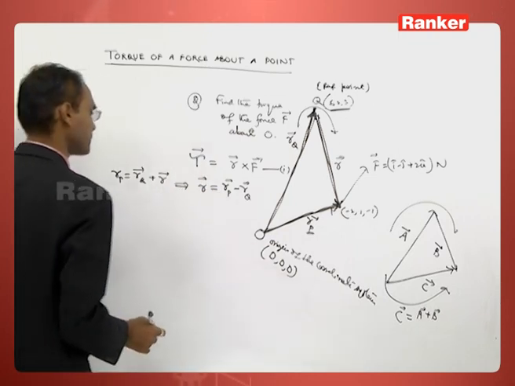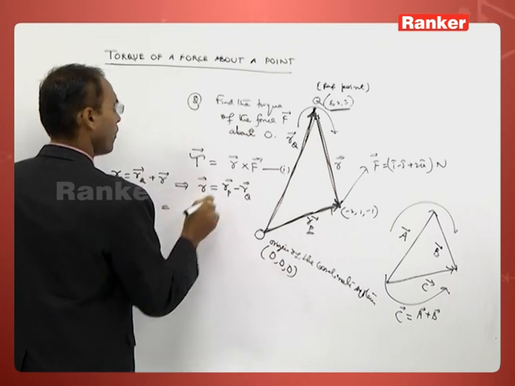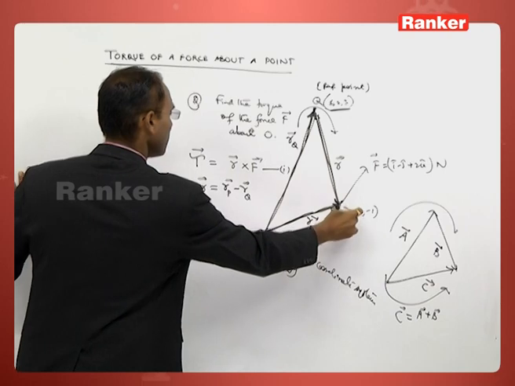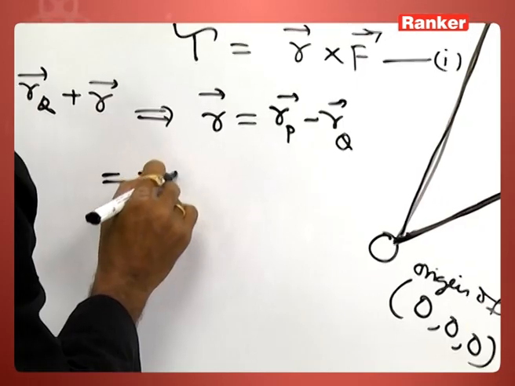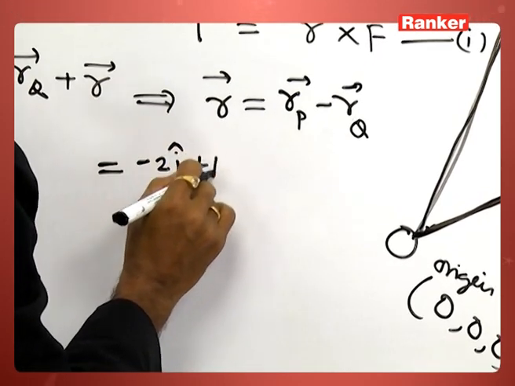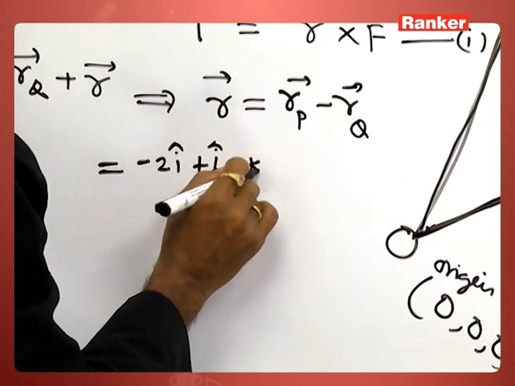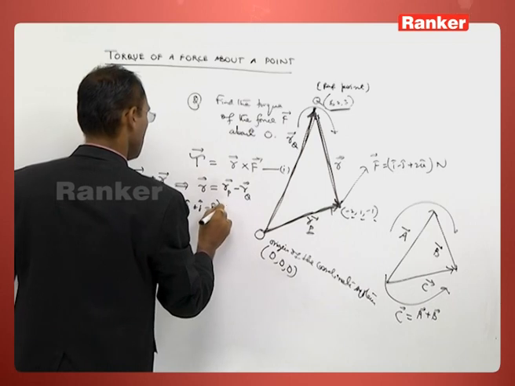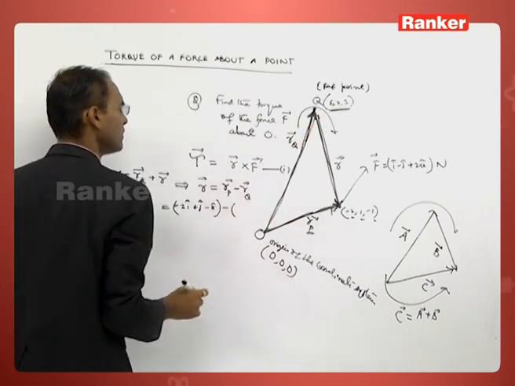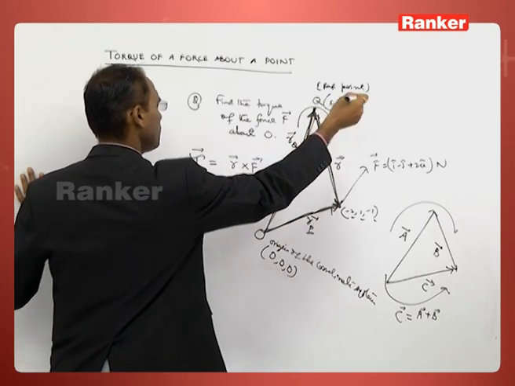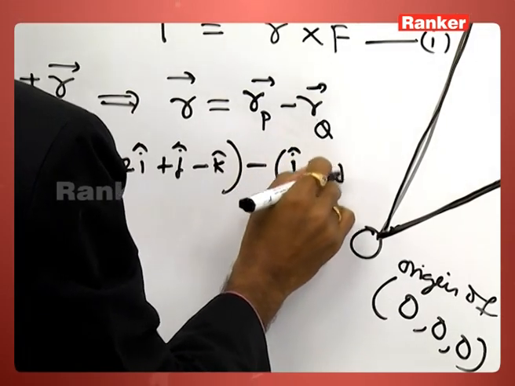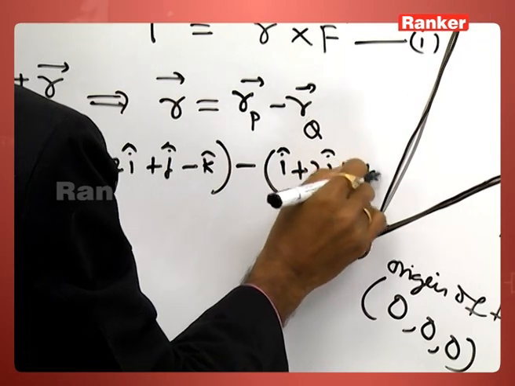Therefore, R is equal to RP minus RQ, not RQ minus RP. Well, what is RP? The position vector of this point, whose coordinates are given, is minus 2 i cap plus j cap minus k cap. What is RQ? The coordinates are 1, 2 and 3, so its position vector is i cap plus 2 j cap plus 3 k cap.